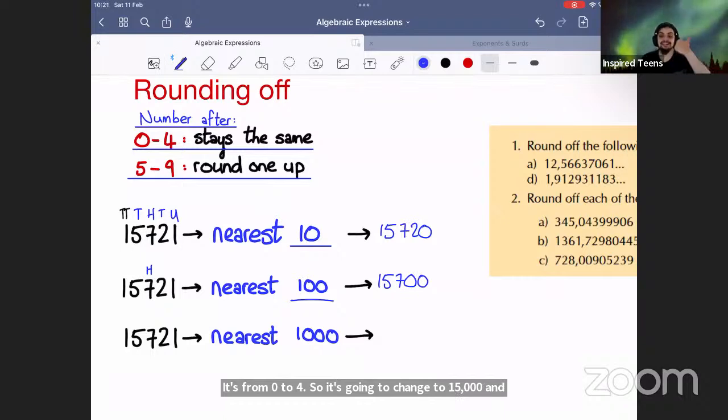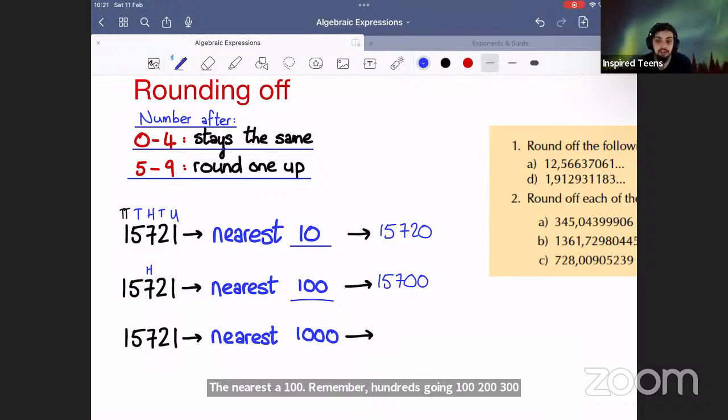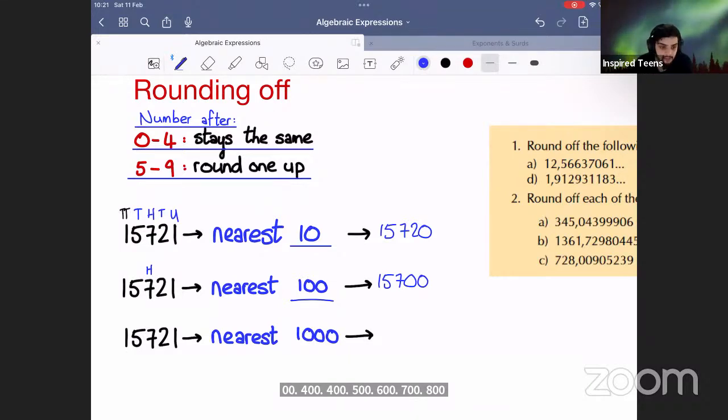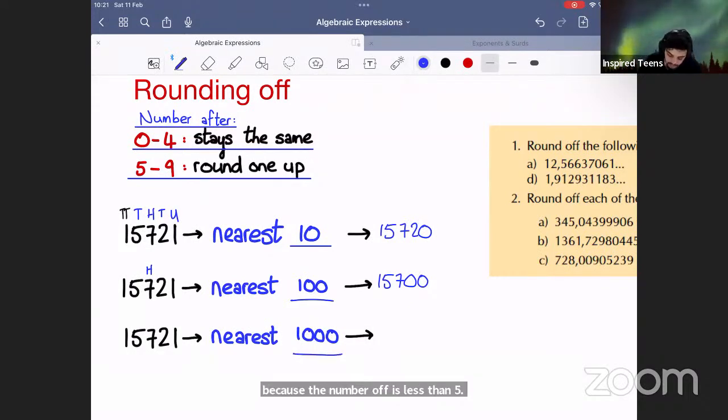700. The nearest 100. Remember, hundreds go in 100, 200, 300, 400, 500, 600, 700, 800. So this is either going to be 700 or it's going to be 800. Because the number after is less than 5, it's going to stay as 700. Let's look at the next one. 1,000.